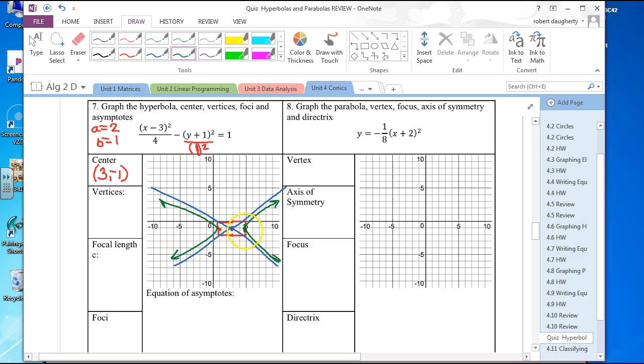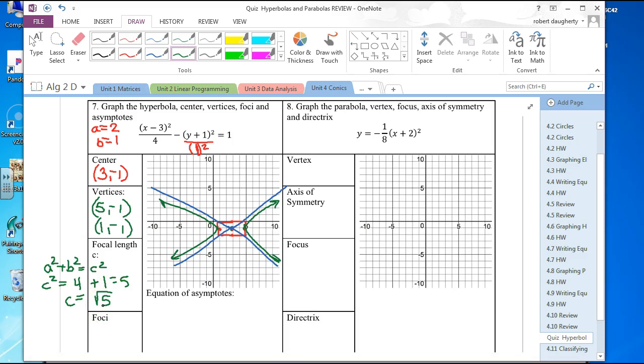So I've got the center, I have the vertices, all I need are the foci. The vertices here you can see are going to be at (5, -1) and (1, -1). Focal length, remember that a squared plus b squared equals c squared. So in this case, c squared is equal to 4 plus 1, which is 5. So c is the square root of 5.